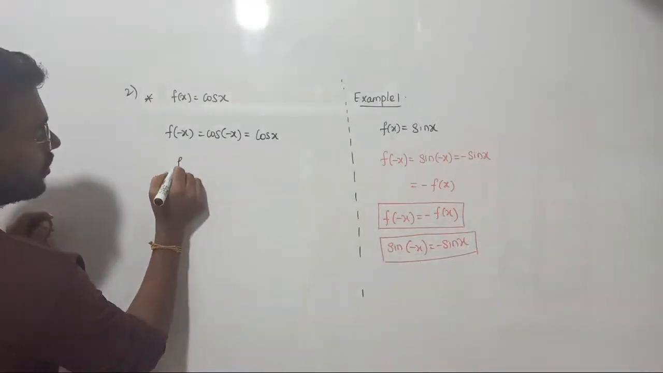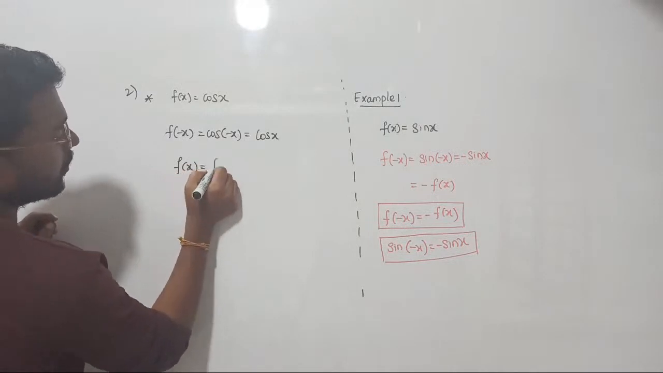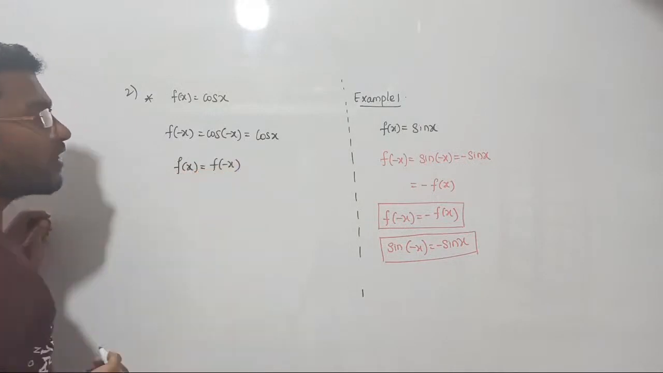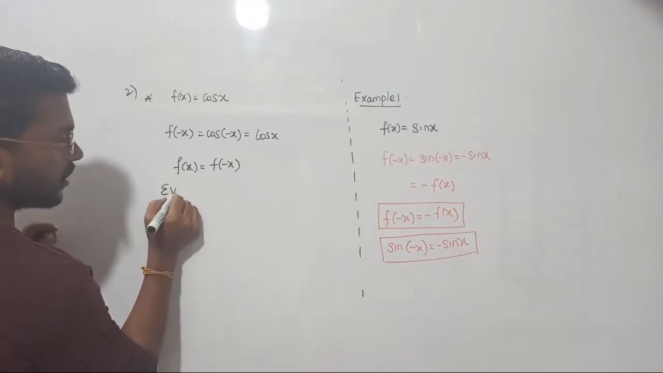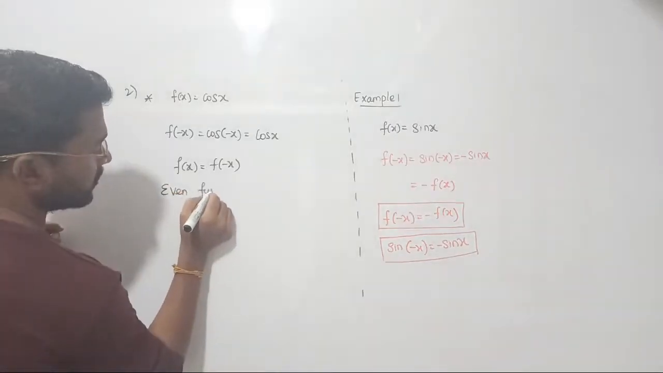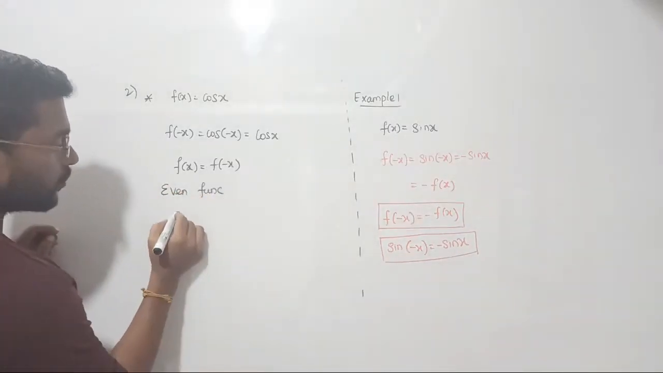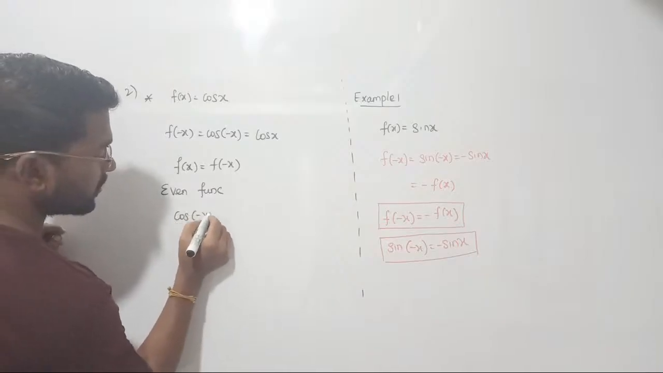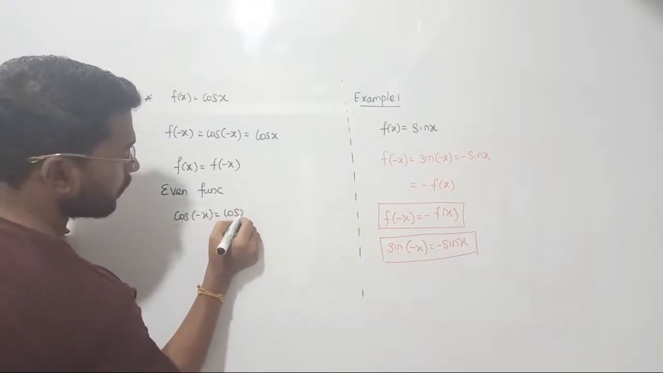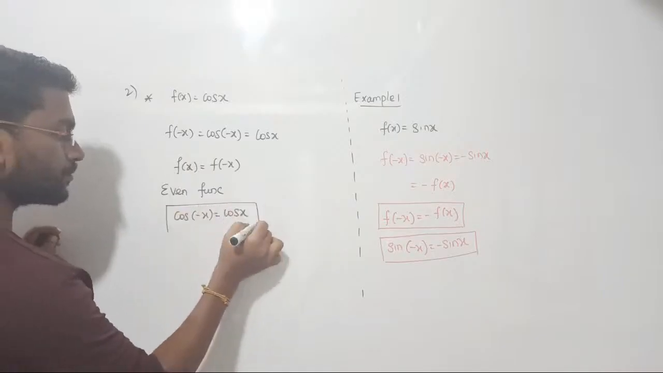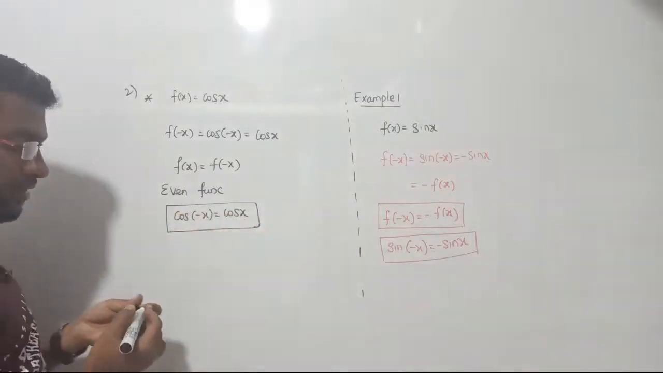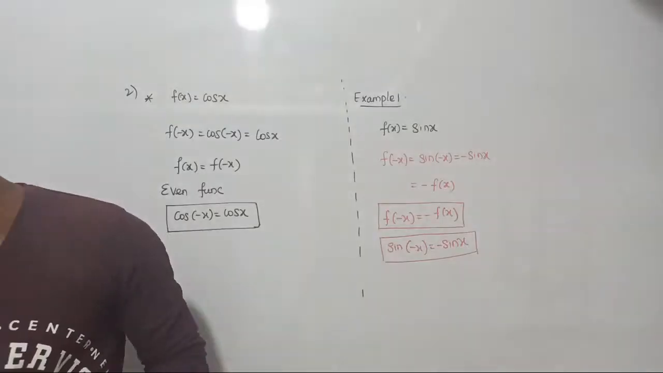So what is the conclusion? f of x and f of minus x both are equal, such that cos x is said to be an even function. So we can write cos of minus x will always be equal to the value of cos x.